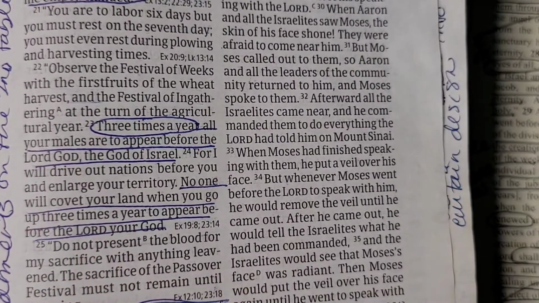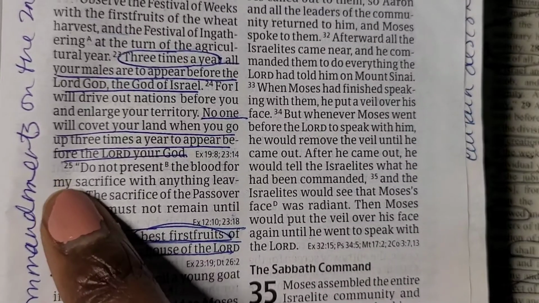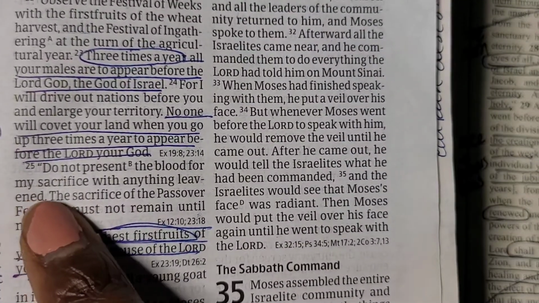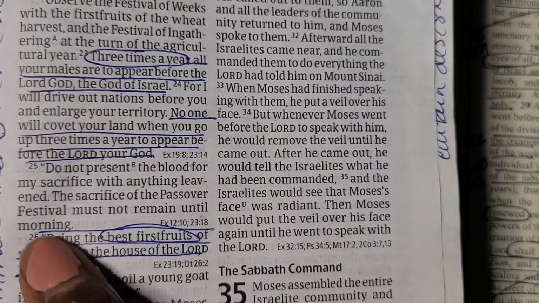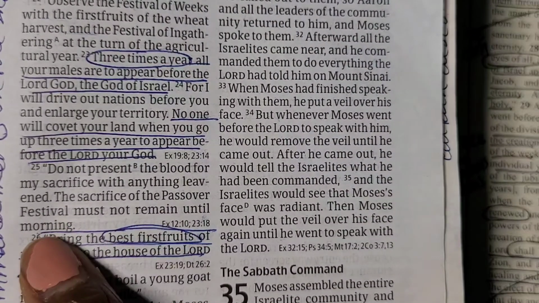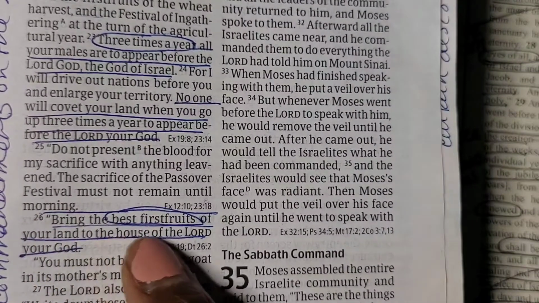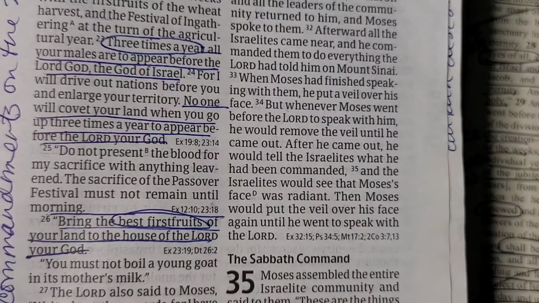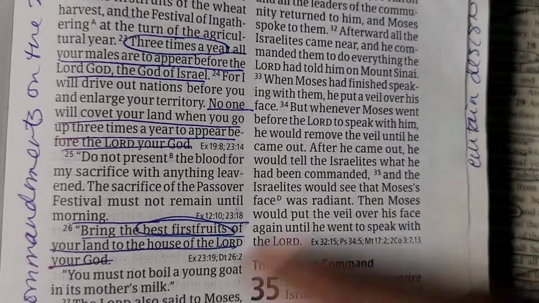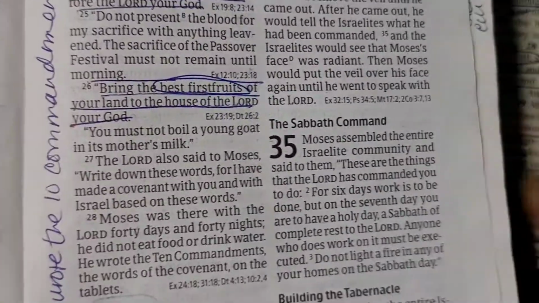All right. And then it says down here, do not present the blood for my sacrifice with anything leavened. The sacrifice of the Passover festival must not remain until morning. Okay, that's him going over Passover. And it says, bring the best first fruits of your land to the house of the Lord your God. All right. Now, it did talk about, and this is when Moses was up on the mountain.